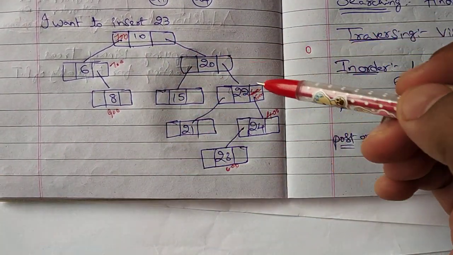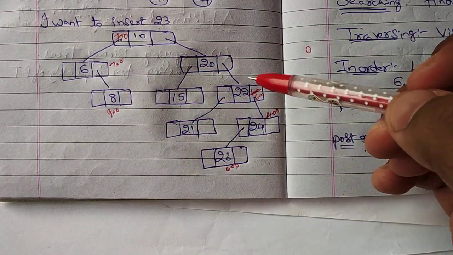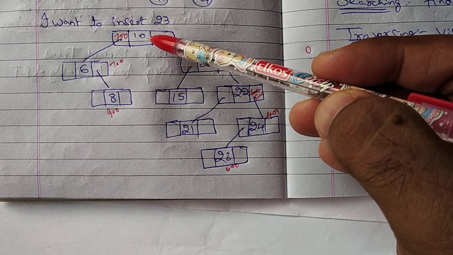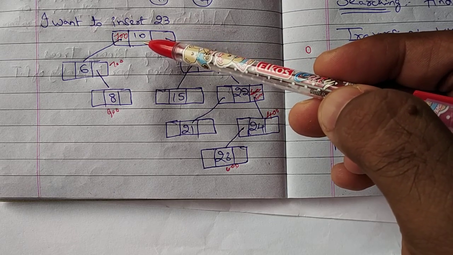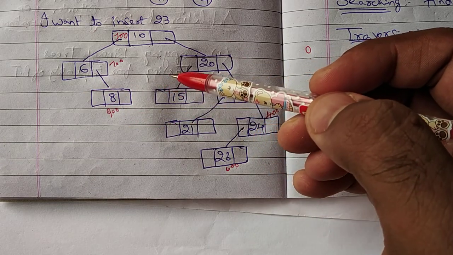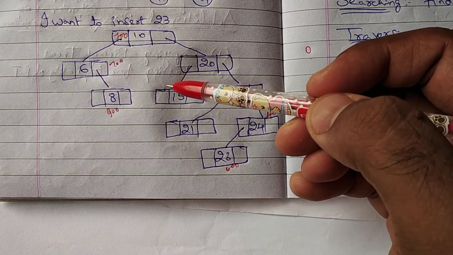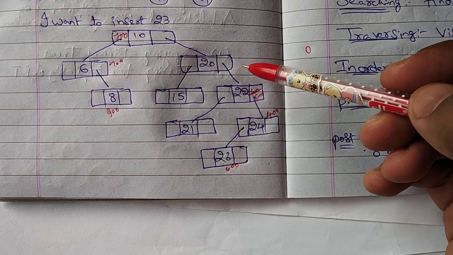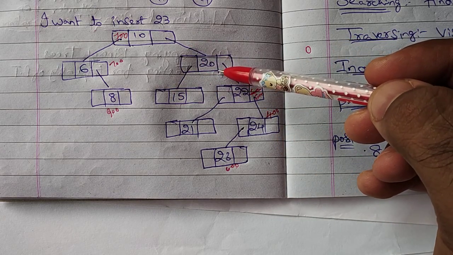Suppose from the tree I want to search 24. So search starts from root node. 24 is greater than 10. So leave the left subtree so that it will reduce the search time complexity. That is the advantage of binary search tree. Now come to right subtree only.